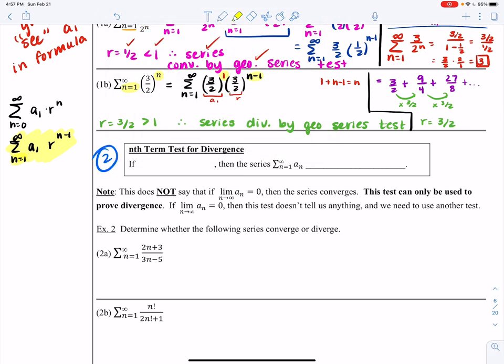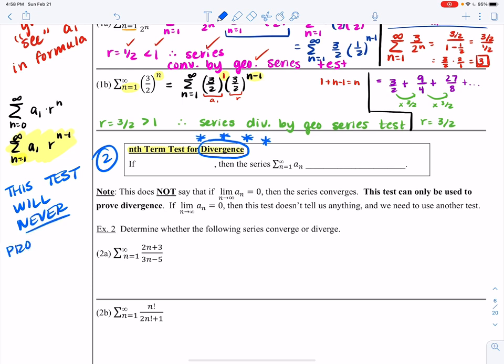And this second test is called the Nth Term Test for Divergence. Guys, I want you to notice that it says divergence. This test can only be used for divergence. This test will never prove convergence. Only divergence. So here's what it says.